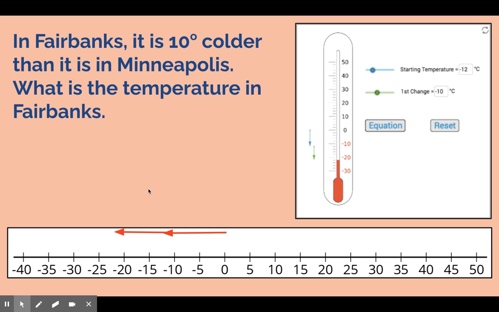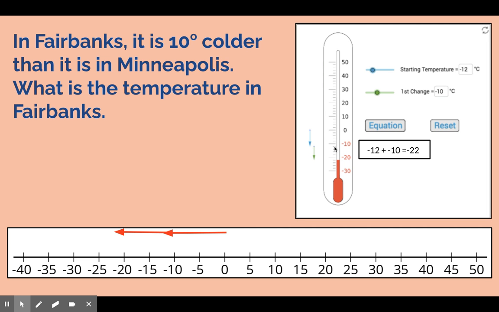So, I'm going to take this arrow and go another 10 degrees, and it takes us to -22 degrees because -12 plus -10 is equal to -22. So, -22 degrees Celsius was my answer for this problem.